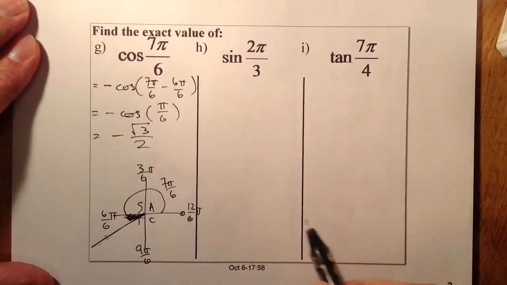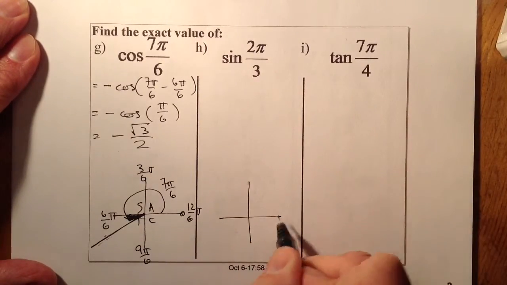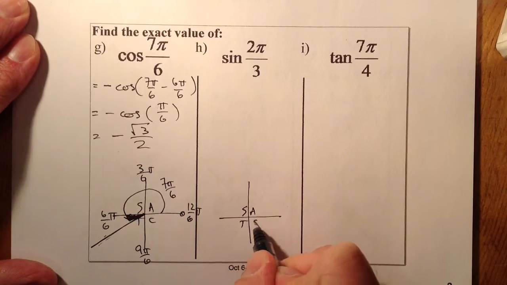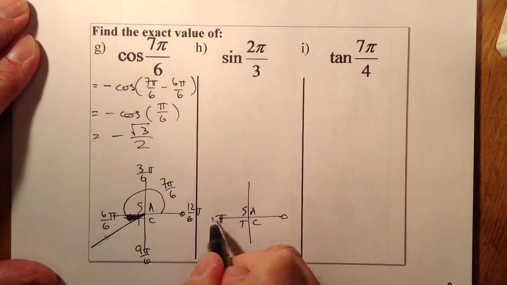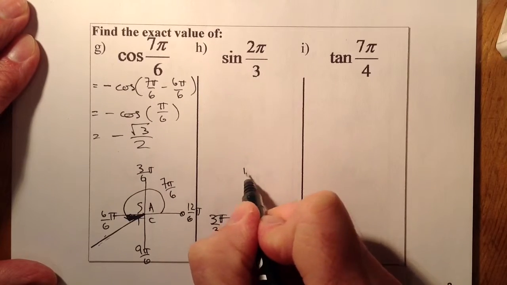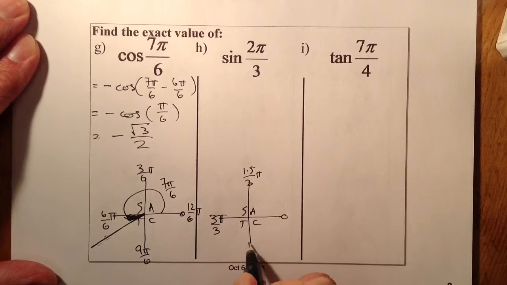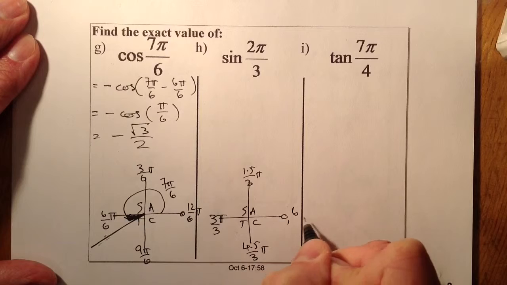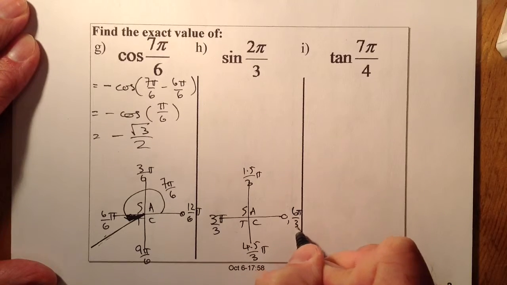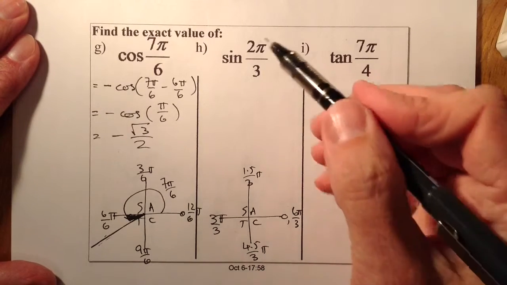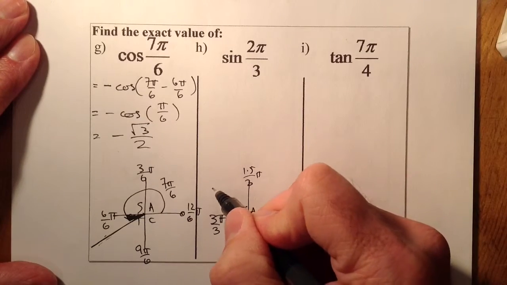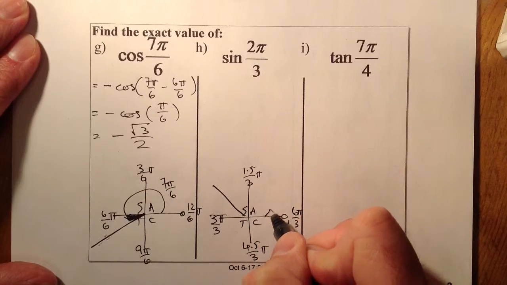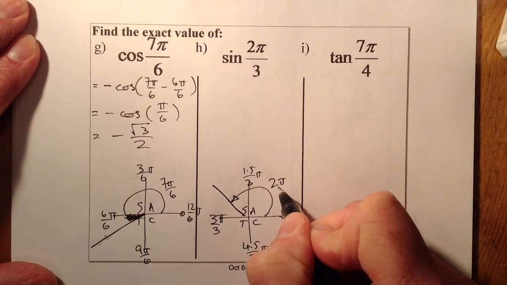Sine 2 pi over 3. So let's work out in thirds. So sine, tan, cos, 0, and I've got pi over this side here. Dealing in thirds, 3 over 3, 1.5 over 3, and 4.5 over 3 pi. On this side here, instead of 2 pi, I'll put 6 over 3 pi. I'm looking at 2 pi over 3, so 2 pi over 3 is lying in here. From there to there, I've got 2 pi over 3.